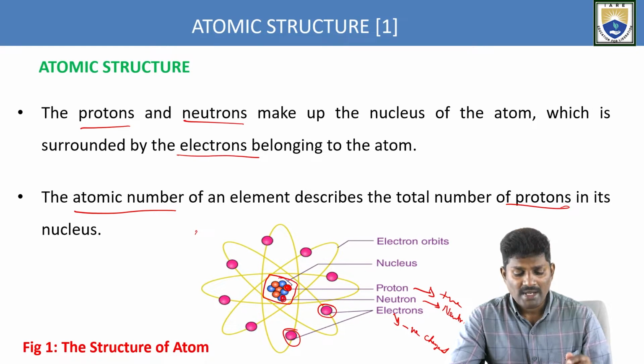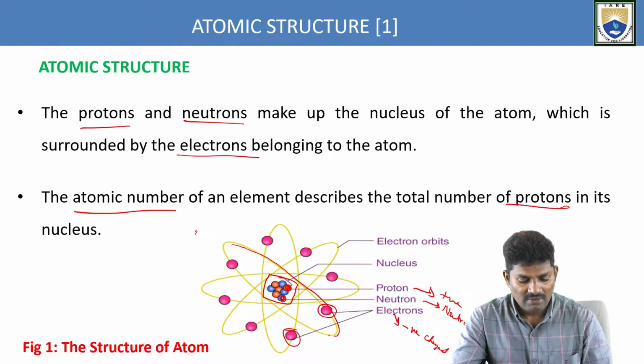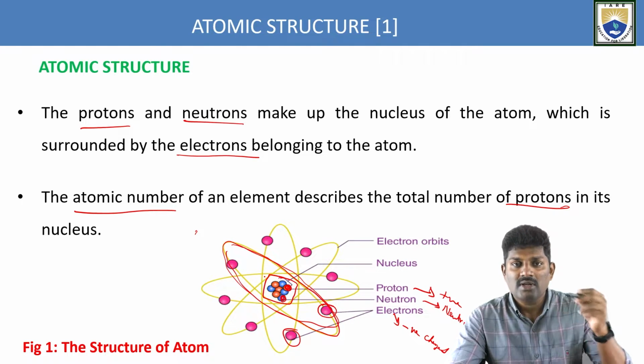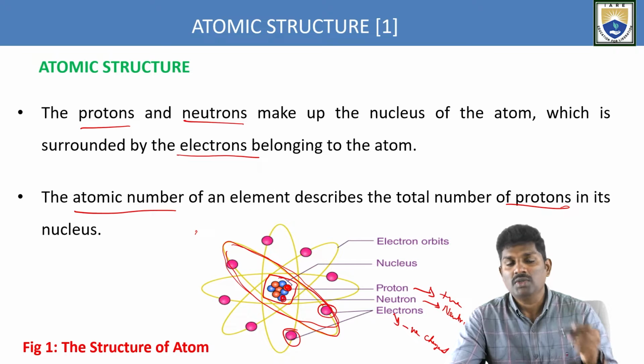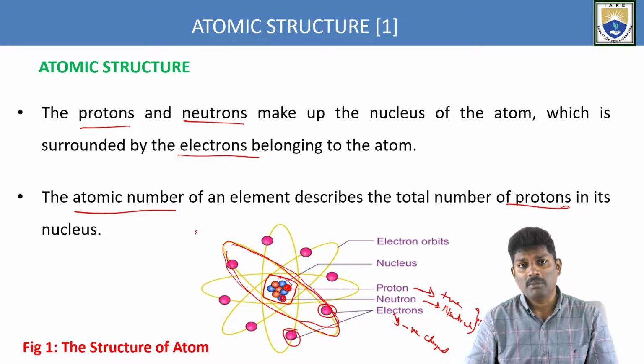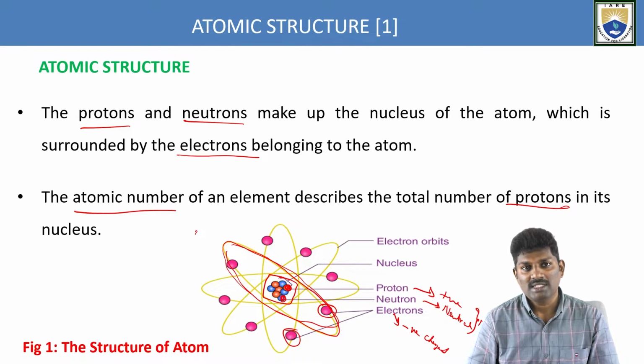And how are these electrons traveling? Based upon the electron orbit. With reference to this electron orbit, the electrons revolve around the nucleus, which is composed of both neutrons as well as protons.